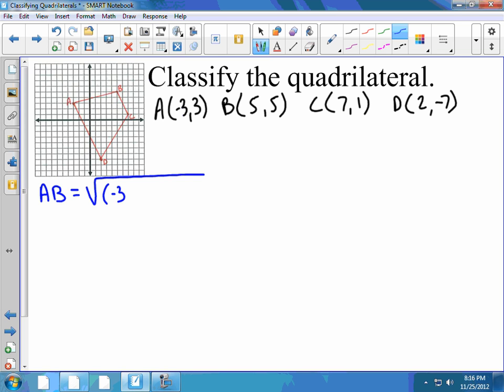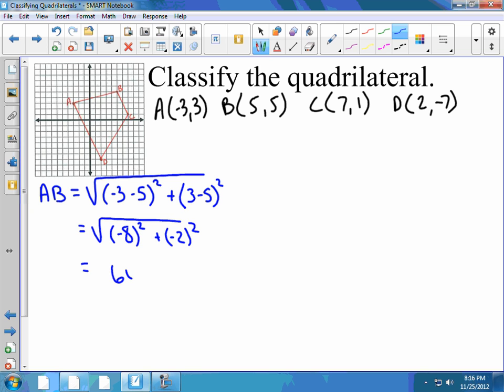Difference of the x values, so -3 subtract 5, squared, plus the difference of the y values squared. Clean that up. We get -8 squared plus -2 squared. That's 64 plus 4, which is the square root of 68. So I like to label that. All right, so we got the square root of 68 here.